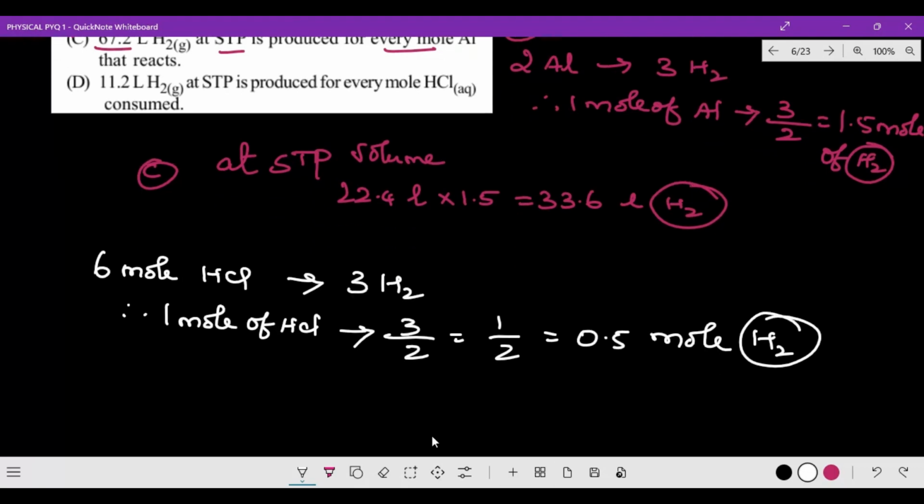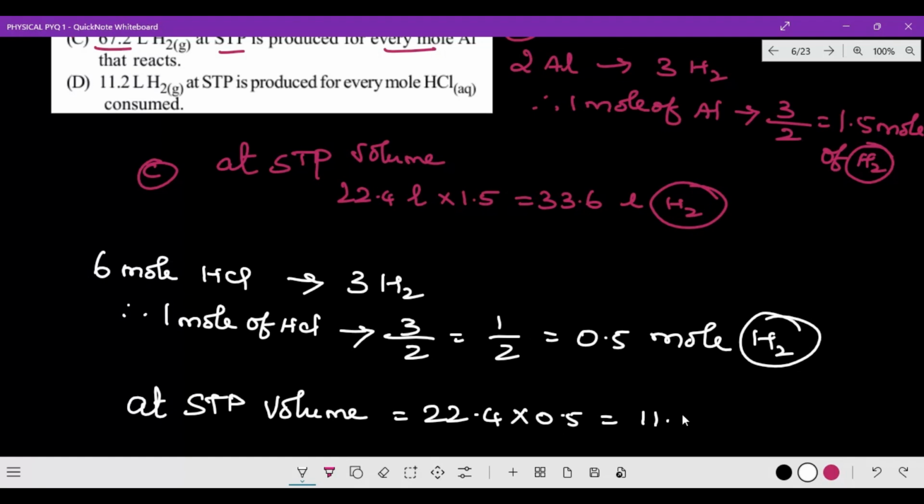Now at STP, how much volume will you get? 22.4 liter is the common volume, multiplied by 0.5 mole of hydrogen gas. So you will get 11.2 liter of hydrogen gas produced. Yes, option D is the correct option. 11.2 liter of hydrogen gas. So option D is the correct option.